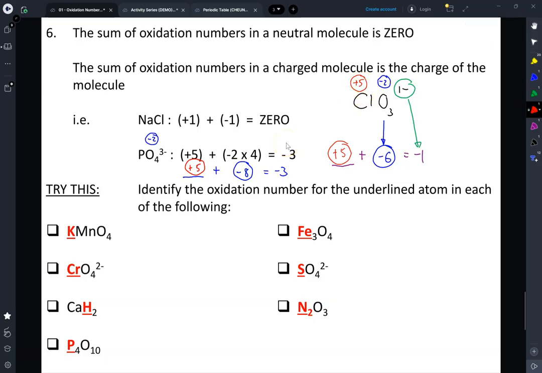Alright, using the rules that we just learned, try and identify the oxidation number for each element in the examples below. Press pause. When you're ready, press play, and we will take up the answer.